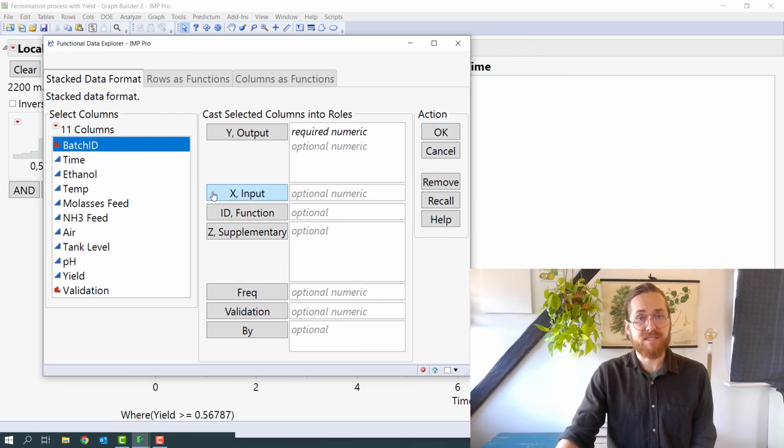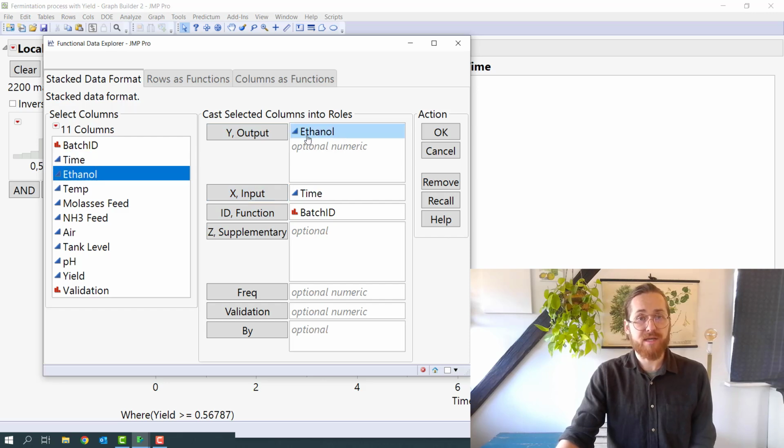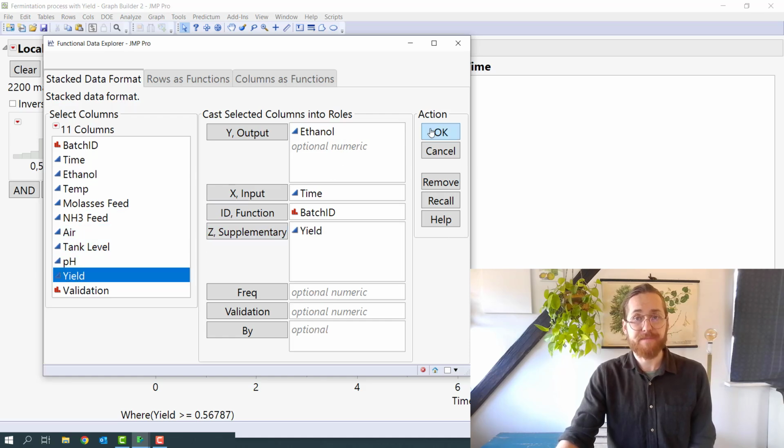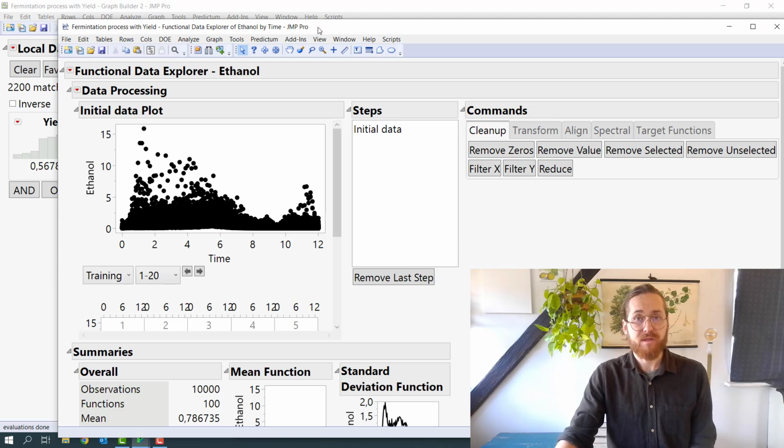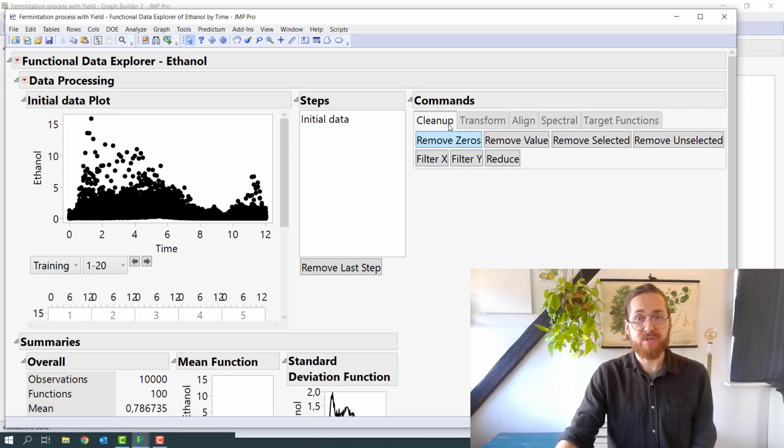The batch ID is the ID function, and the time is the X. And this time the ethanol is the Y, because that's the curve we want to look at. And the yield is the supplementary information. We then get asked whether we need to clean up this data.